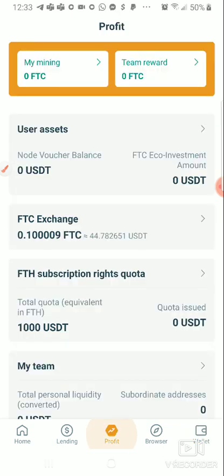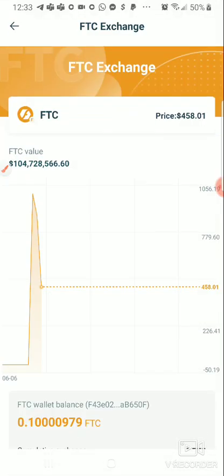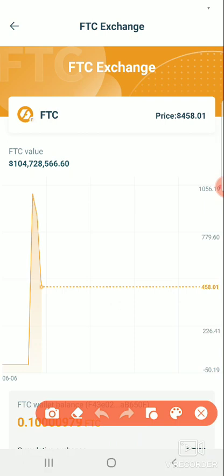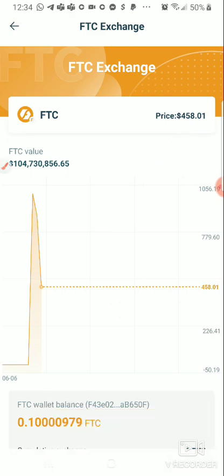If I go to profits at the bottom and go to FTC exchange, I'll be able to see that the price of FTC is now actually 458. So some persons who were able to come in and get it at $300 are already making money on that trade, a significant amount at that. If it gets back to 900 by the end of the day, then I would probably almost double the investment that I put in. All right.